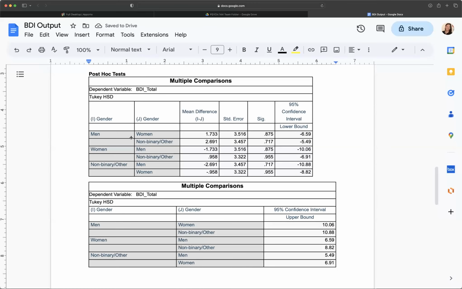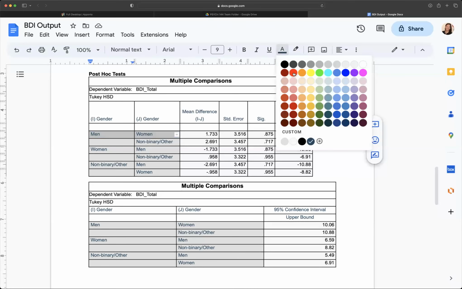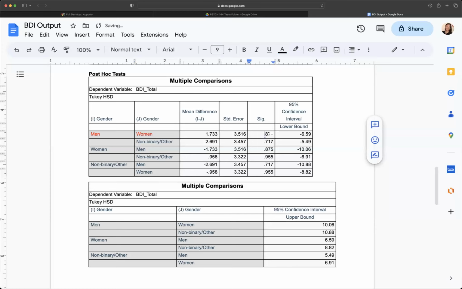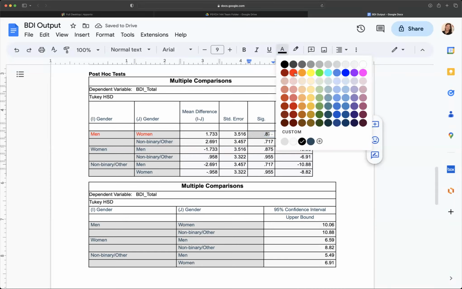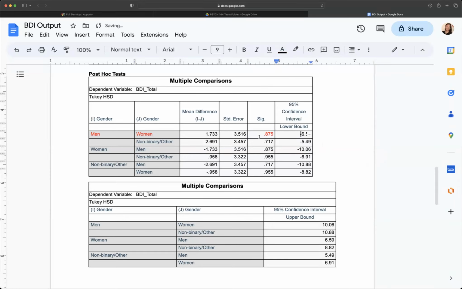So again, this is not necessary right now, but I want to explain it in case you find a significant difference. So this shows you the different pairs. You can see that this compares men and women. And then for that pair, there is a p-value. So for men and women, the p-value here is greater than 0.05. So that's not significant.